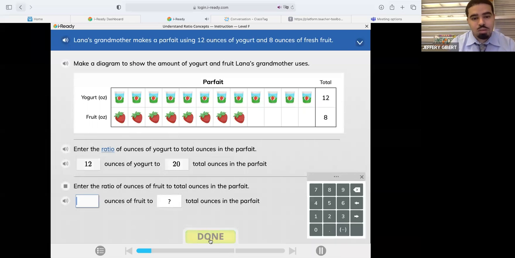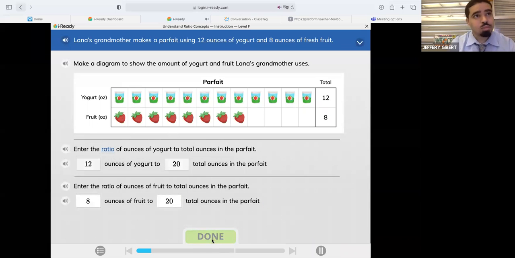Enter the ratio of ounces of fruit to total ounces in the parfait. All right, so David, what's this going to be? 8 and 20. Yeah, 8 ounces of fruit, and same thing. There's 20 total. There's 12 plus 8 is 20. Great work! These ratios compare one ingredient to the total amount in both ingredients.